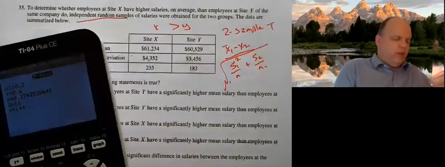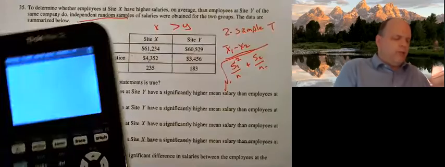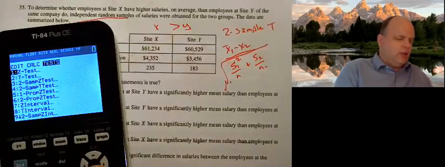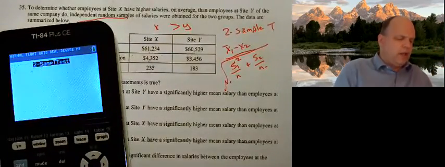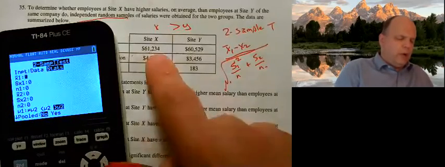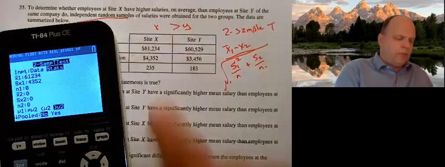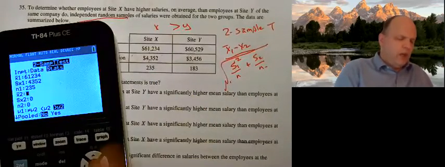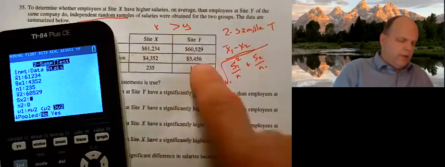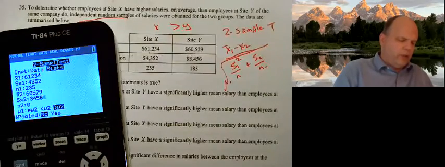We're going to go stat test, and we're just going to screen through the calculator really fast. Stat test, 2-sample t-test. X1, our mean was 61,234. Our sample standard deviation was 4,352. Our sample size is 235. For the next group, 60,529, a standard deviation 3,456. Sample size 183.